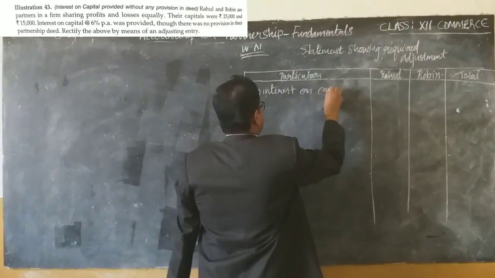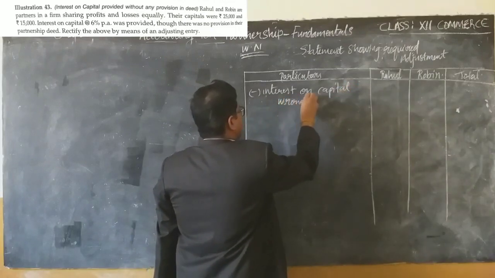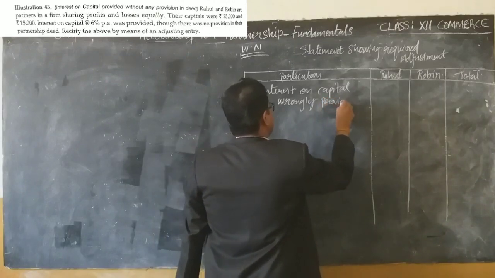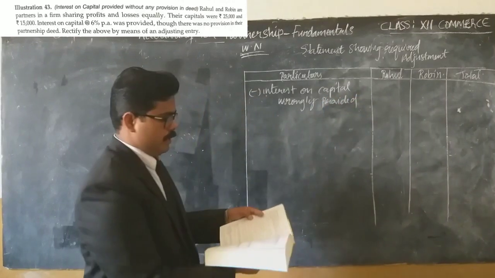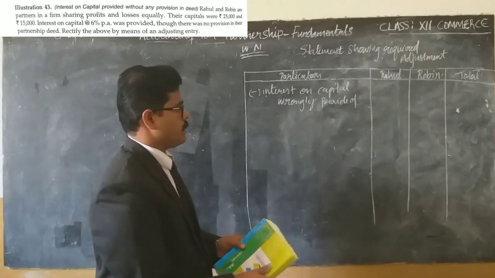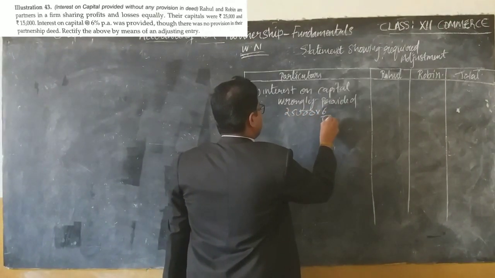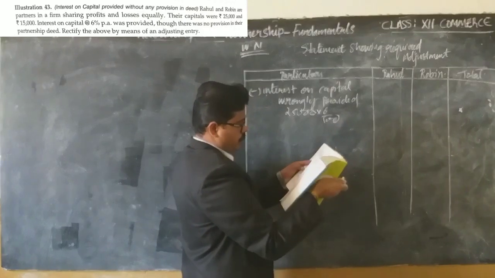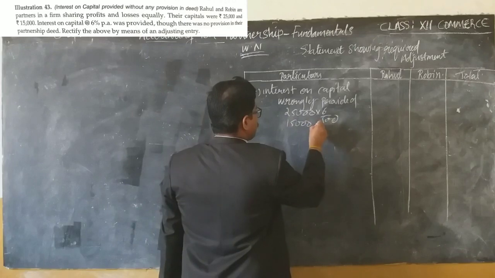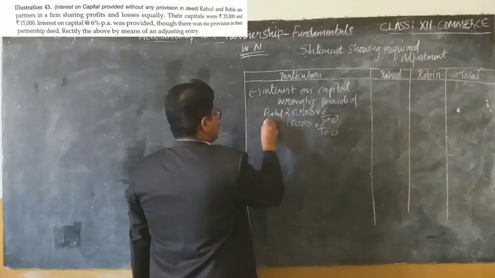Interest on capital wrongly provided. So what we wrongly provided will be taken back. What was the interest on capital for Rahul? Rahul's capital given is 25,000 at 6%. So 25,000 into 6 divided by 100. And Robin's capital was 15,000, so 15,000 into 6 by 100. This is Rahul and this is Robin.